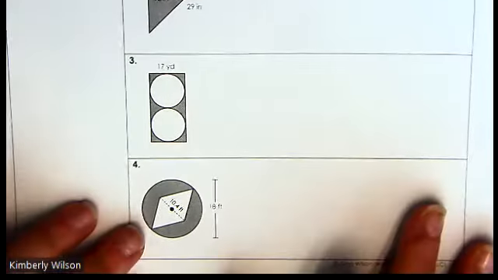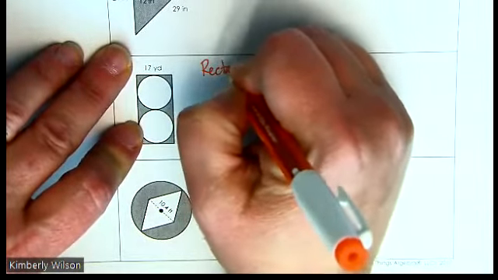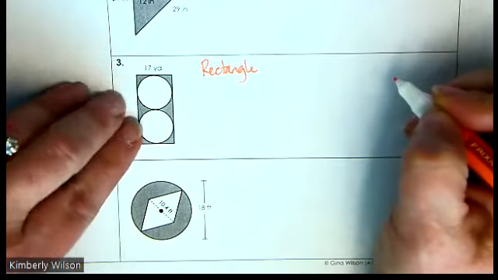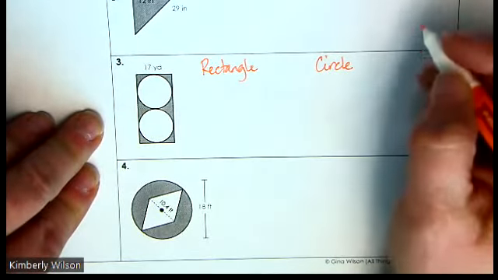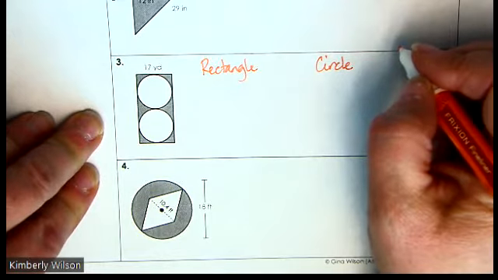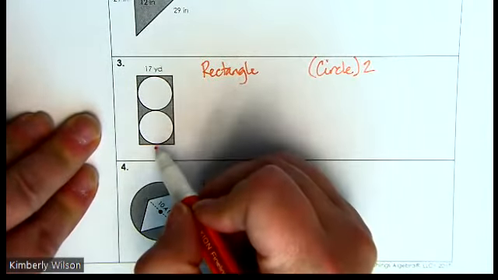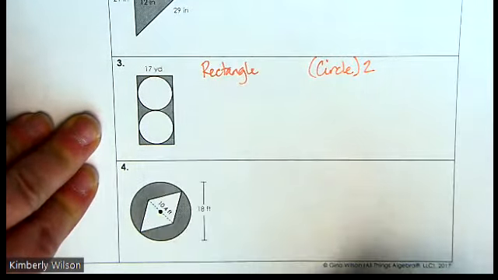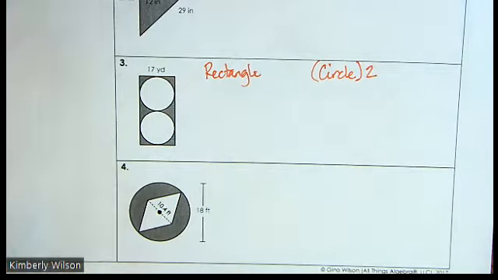All right, we're going to skip down to number 3. And we're going to see what shapes make this up. When I look at it, I've got a rectangle. That's the big one, or the entire figure. And then I have a circle. But how many circles? There are 2 circles, and they are actually the same because they touch the edge.